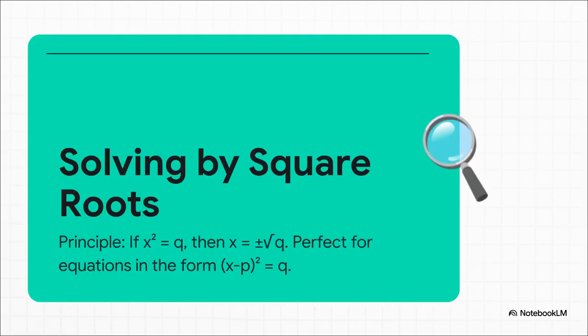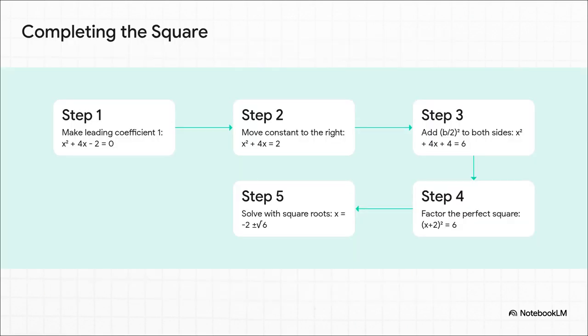Okay, method 2 is a fantastic shortcut. This is the one you want to use when an equation looks a specific way. Maybe it's missing that middle x term, or maybe it's already set up as a perfect square. The idea is super simple. You just get the squared part all by itself and then take the square root of both sides. When the puzzle is already set up for you like this, it is by far the fastest way to get to the answer.